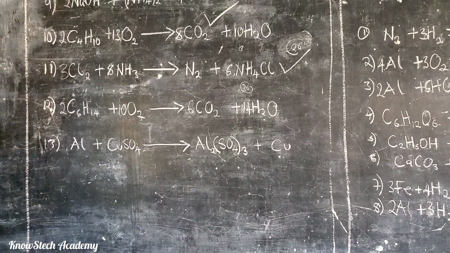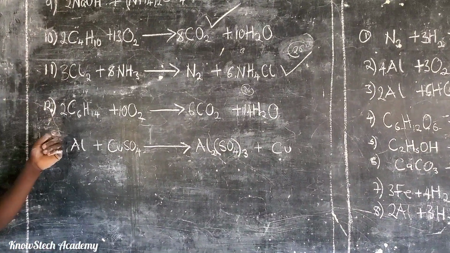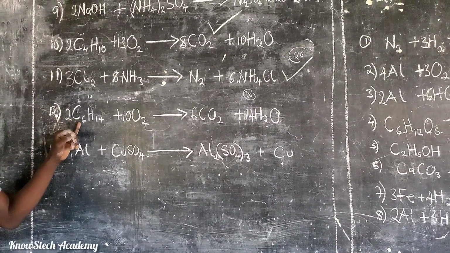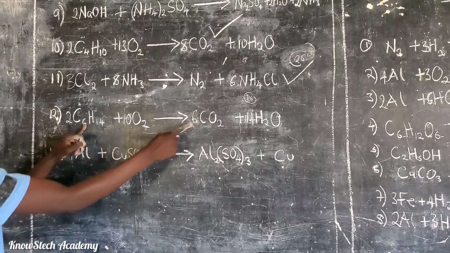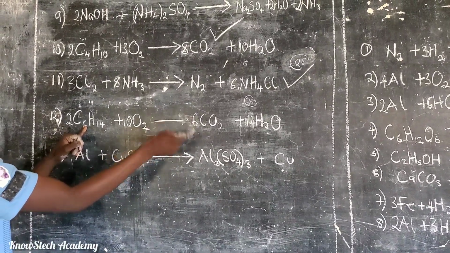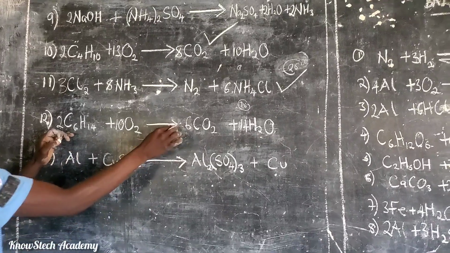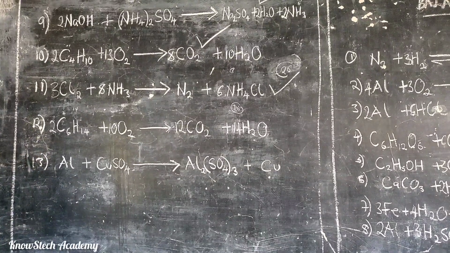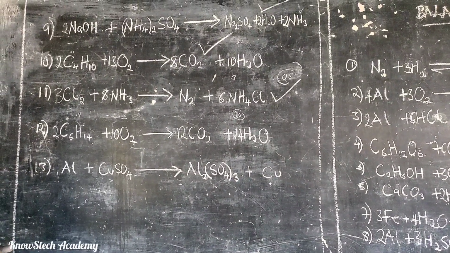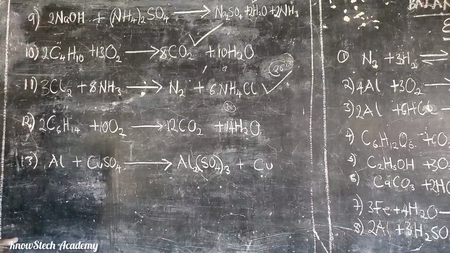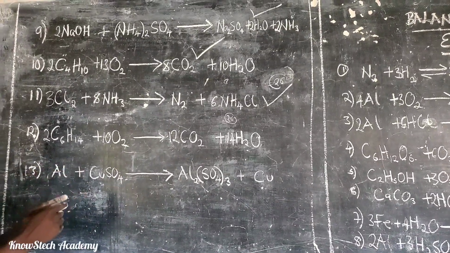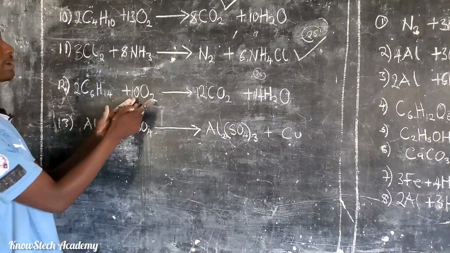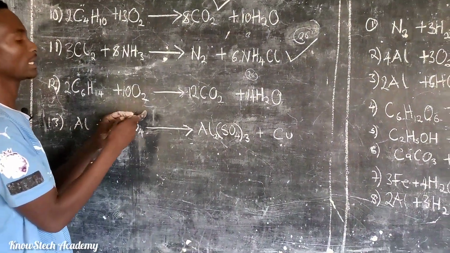Alright, next is carbon. 6 here, 12 here. So we're going to put 12. If we put 12 there, the number of carbon atoms balances, but the number of oxygen has been greatly affected. This side you have only 20.